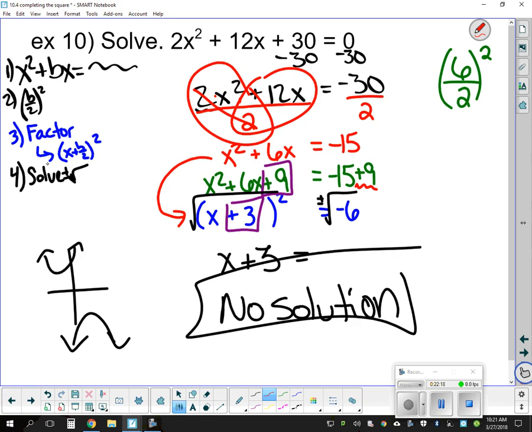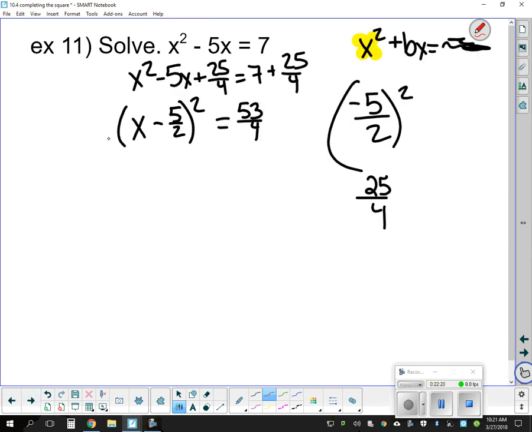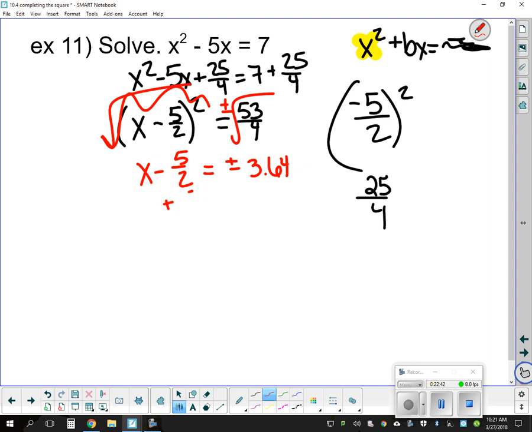And remember, you are solving by the square root. Take square root of both sides. Square root and your square root cancel. We get x minus 5 halves equals, don't forget your plus or minus, plus or minus the square root of 53 over 4, which is approximately 3.64, rounding to the nearest hundredth. Then you're going to add 5 halves to get x by itself. So we have 5 halves plus or minus 3.64.